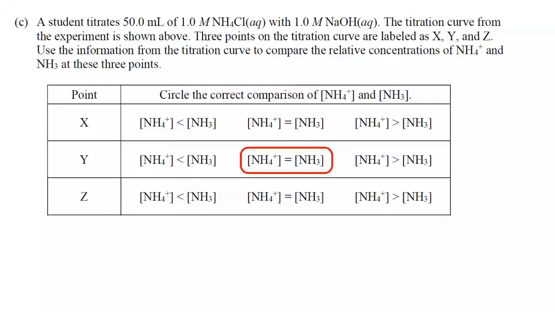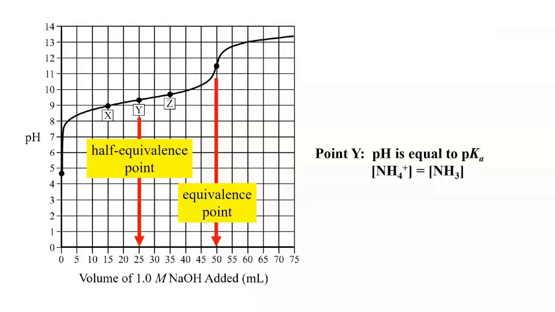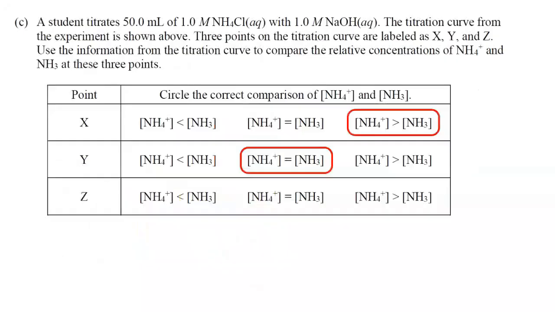But now we have to focus on points X and Z and decide which one of those substances is present in a higher concentration. So when you're comparing pH with pKa, if the pH is less than the pKa, there should be a higher concentration of the acid. So looking at point X on this curve, since the pH is slightly less than the pKa, which is at the half equivalence point, there should be a greater concentration of the acid, NH4+, as compared to the conjugate base, NH3. So I'll go ahead and circle that. So if NH4+ is present in a higher amount, that's because the pH is less than the pKa.